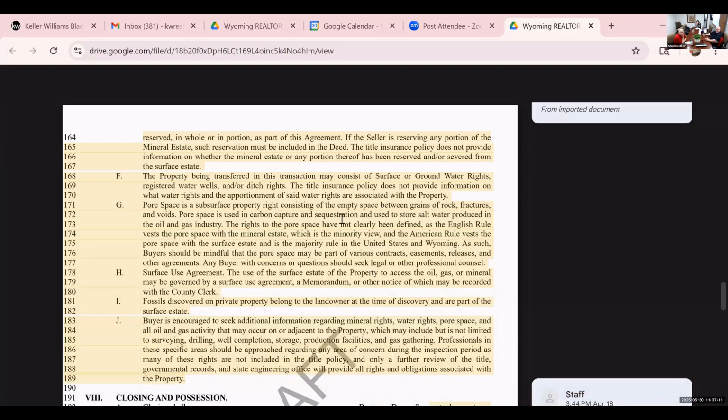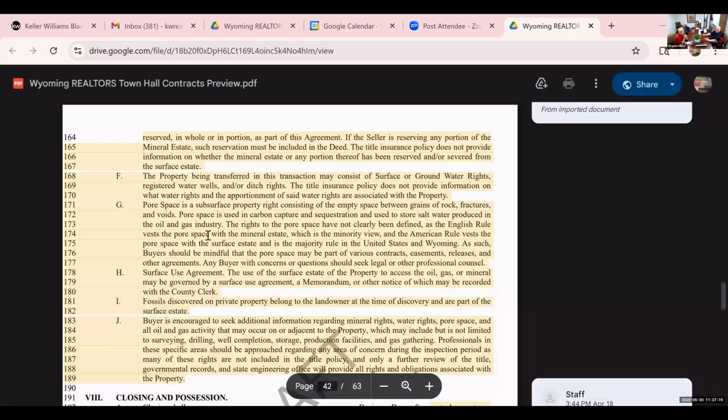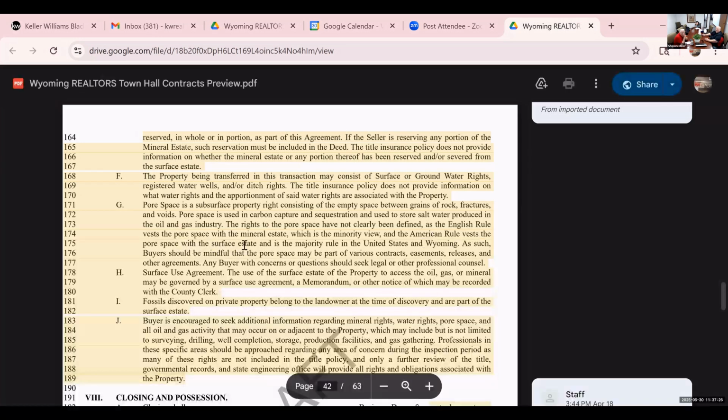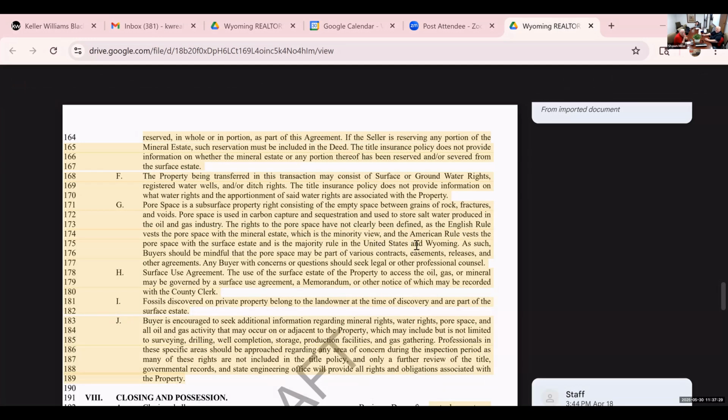And there's two different versions in here. If you read through here, the one says the English version, which I don't know why they put in, but the English rule vests the pore space with the mineral estate, which is the minority view, and the American rule vests the pore space with the surface estate and is the majority rule in the United States and Wyoming. So if someone has a lease for the pore space on the property, it will transfer with the surface estate typically. Now, it doesn't mean that it's 100% accurate right now. Doesn't mean that it's been challenged in court or anything. It's the current interpretation of what's there.